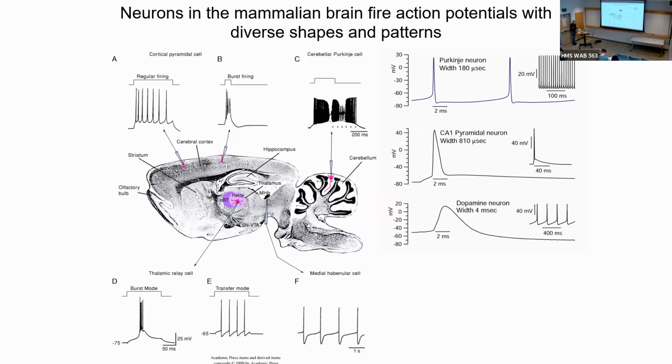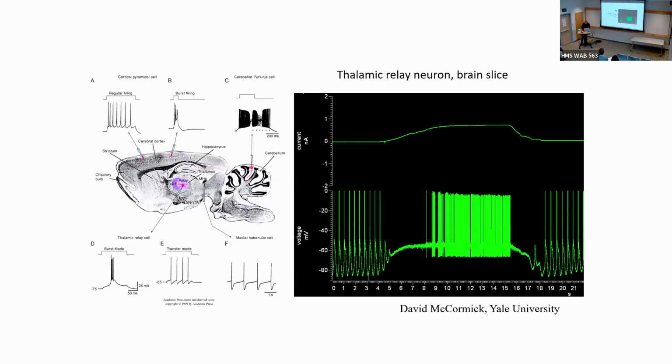This was largely the work of people like Dr. Llinás and David McCormick and others who went systematically and started to investigate the way individual kinds of neurons work. Here's one of my favorite recordings, illustrating the complexity of the electrical activity of a neuron. This is a recording from a brain slice from a thalamic relay neuron.